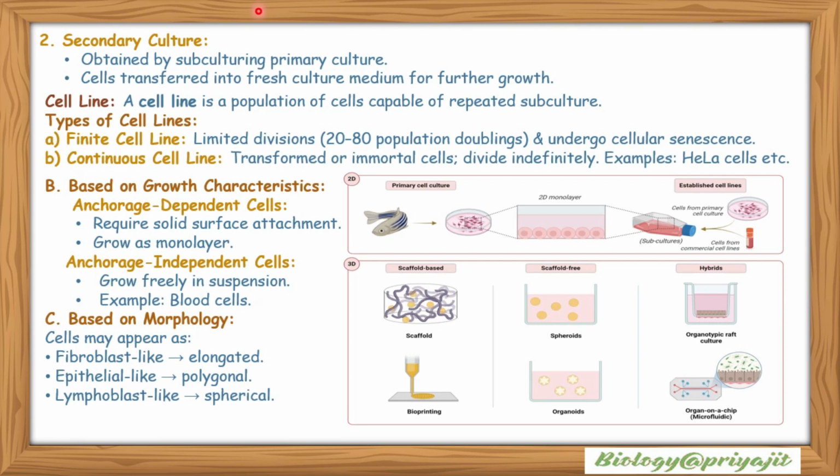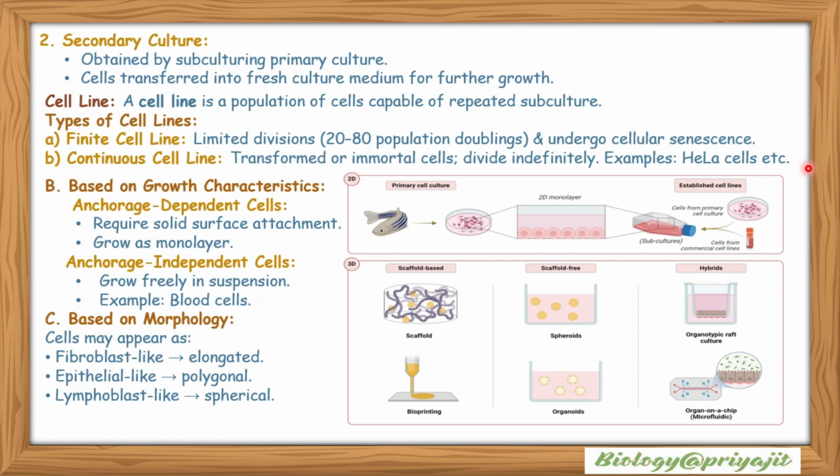Now we'll go for secondary culture after the discussion about primary cell culture. Secondary culture is obtained by subculturing the primary culture, and cells are transferred into fresh culture media for further growth. So what is a cell line? A cell line is a population of cells capable of repeated subculture. Types of cell lines: finite cell lines and continuous cell lines. Finite cell lines have limited divisions, about 20 to 80 population doublings, and undergo cellular senescence. Continuous cell lines are transformed or immortal cells that divide indefinitely.